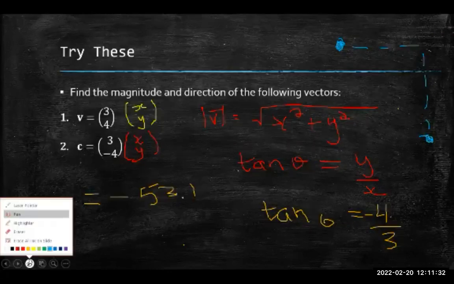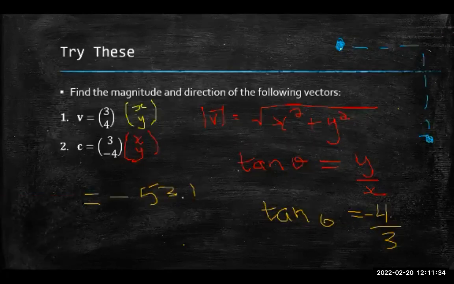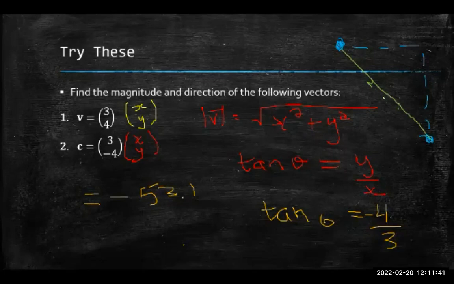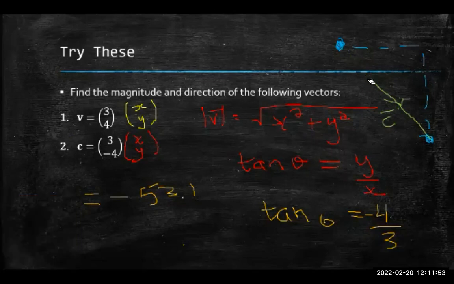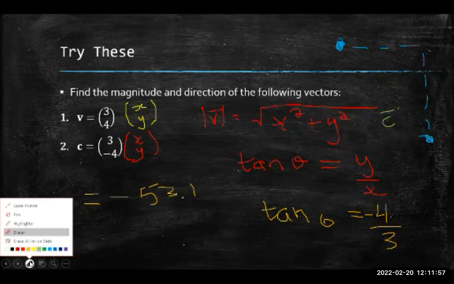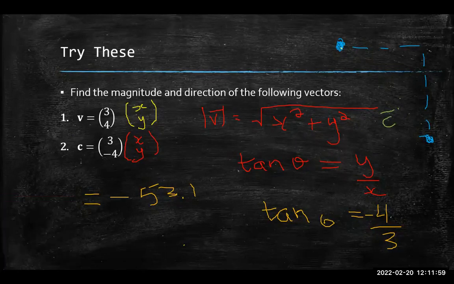So this arrow going down like that, let's just pretend that's a straight line, is actually what vector C would look like. Unlike my other examples where the arrow was pointing up, this one is pointing down.